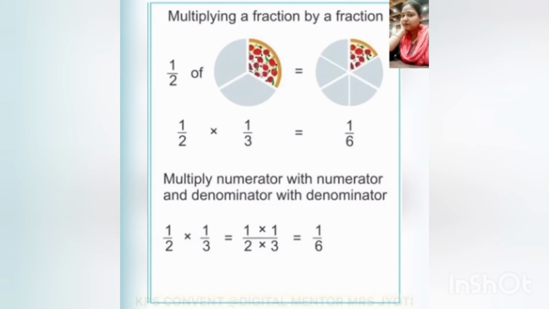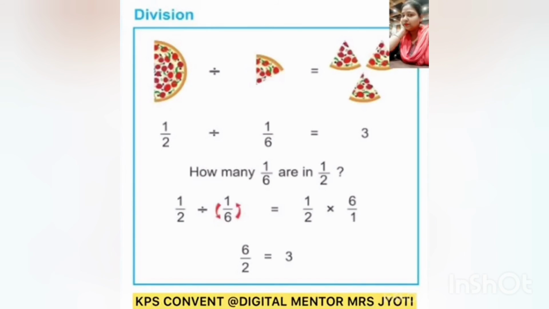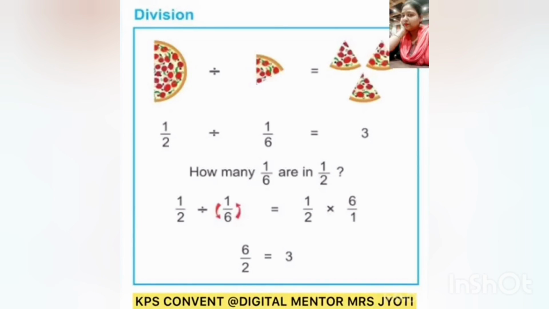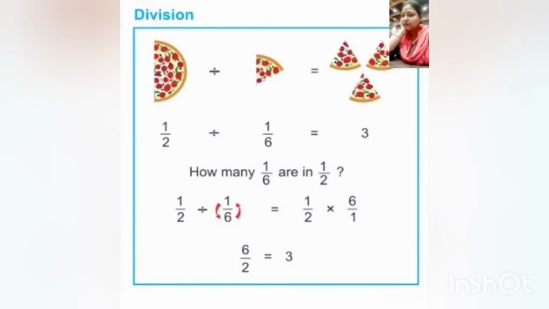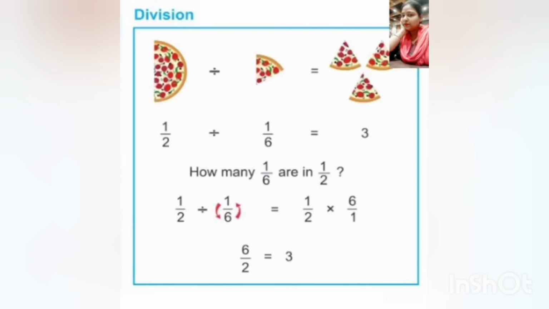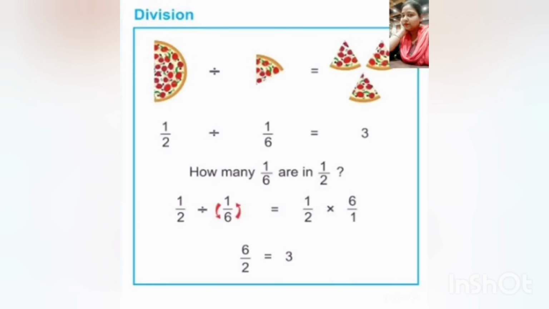Okay? Now we learn how we divide fractions. We have a question: 1 by 2 is divided by 1 by 6. So what we have to do? First, we change the sign. When we change the sign, it means the fraction 1 by 6 becomes its reciprocal. So, जो न्यूमरेटर था वो बन गया डिनोमिनेटर एंड जो डिनोमिनेटर था वो बन गया न्यूमरेटर एंड देन वी सॉल्व द क्वेश्चन एंड वी गेट द आंसर.